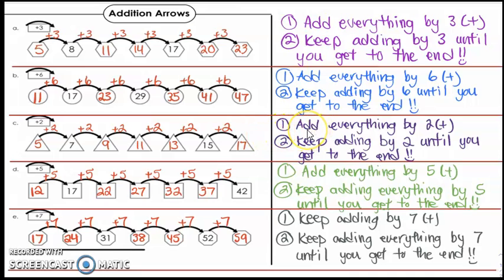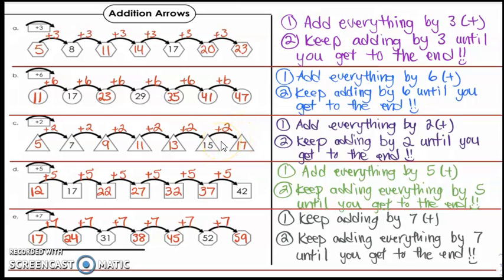Now, if you look over here, Mr. Begay wrote this. Add everything by 2. There's the plus sign again. See, everything we're going to add by 2 again because whatever is in that shape plus 2 goes across. Repeated addition. It says right here, keep adding by 2 until you get to the end. So every number gets added by 2 all the way until you get to the end.